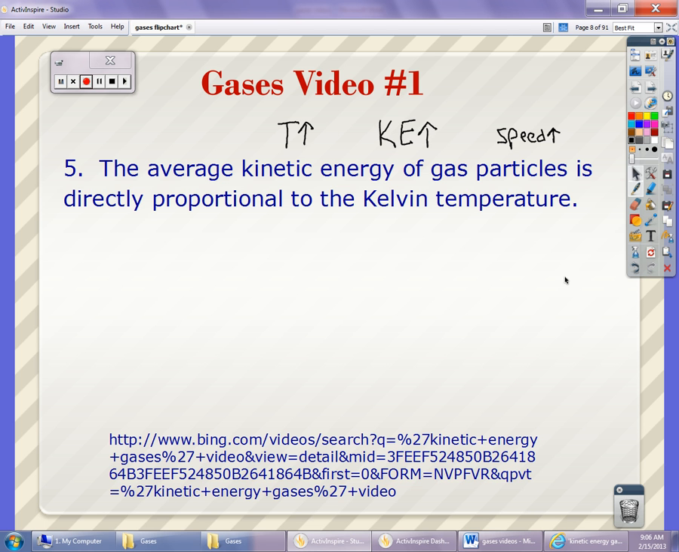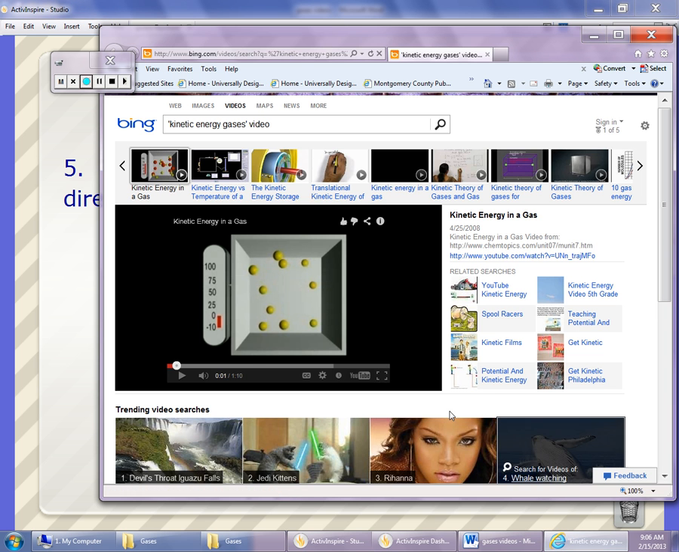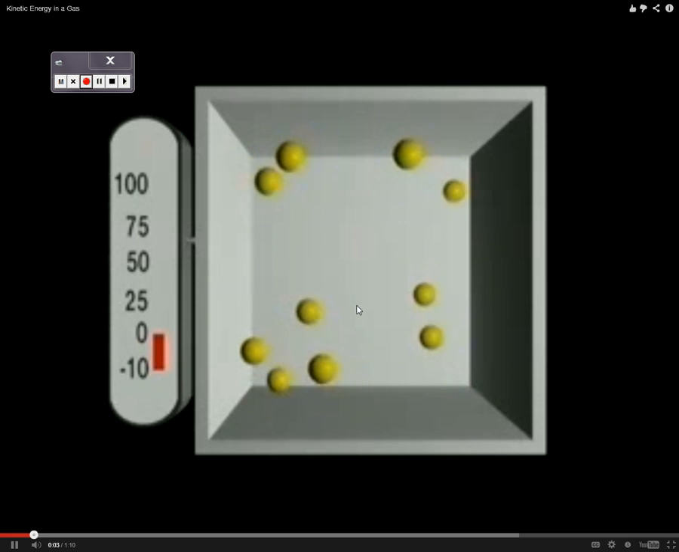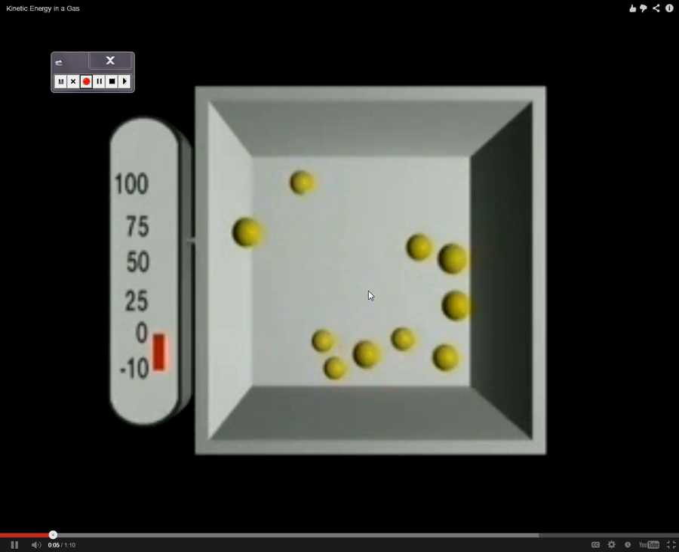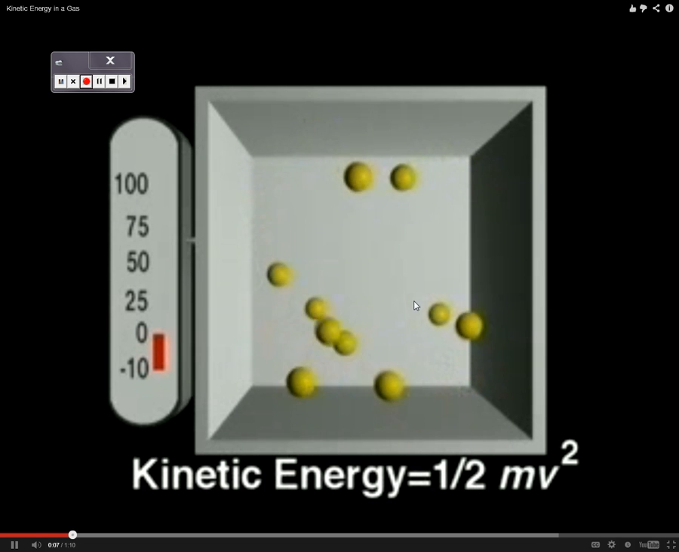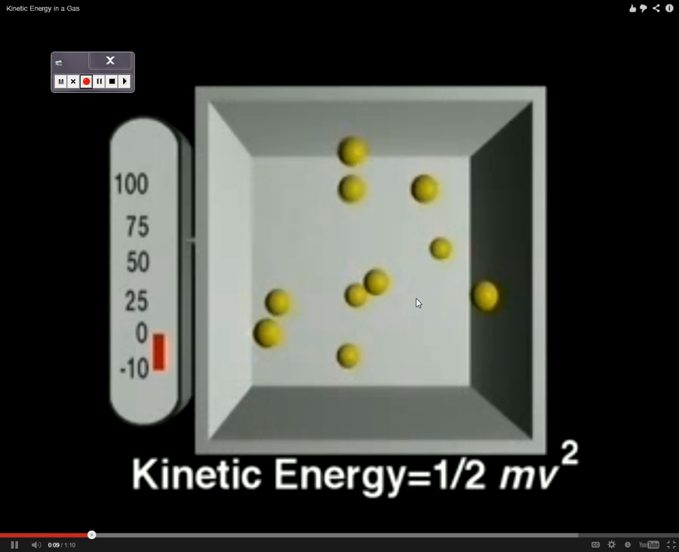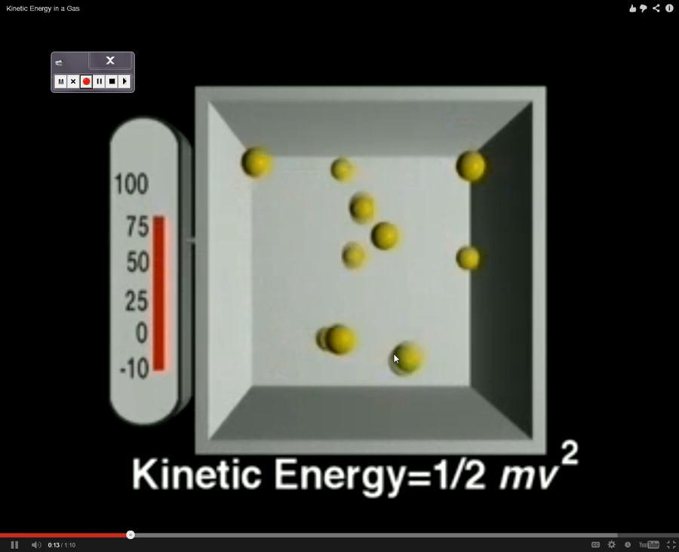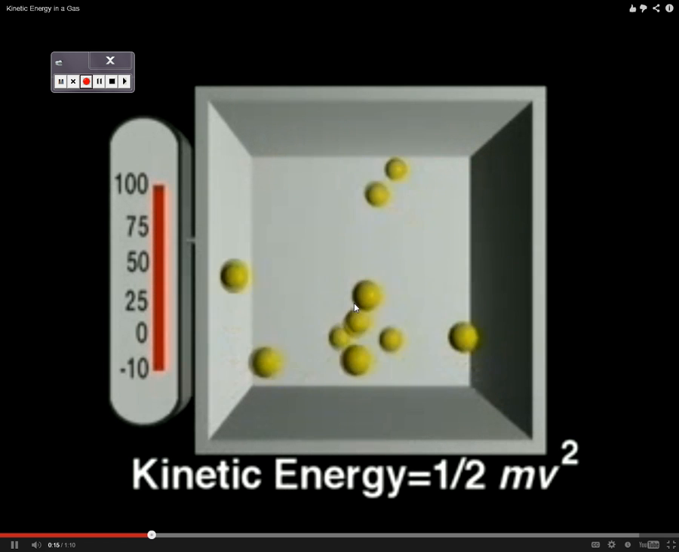What does this look like in motion? Here we see our particles, the gas particles. They're pretty far apart from each other in comparison to their size. As they hit the side of the container, they're going to bounce off with the same energy they had before. But as the temperature goes up, they're moving much faster.